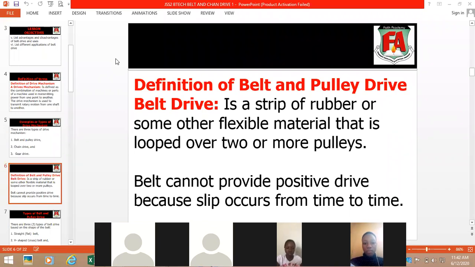Belt cannot provide positive drive because slip occurs from time to time.